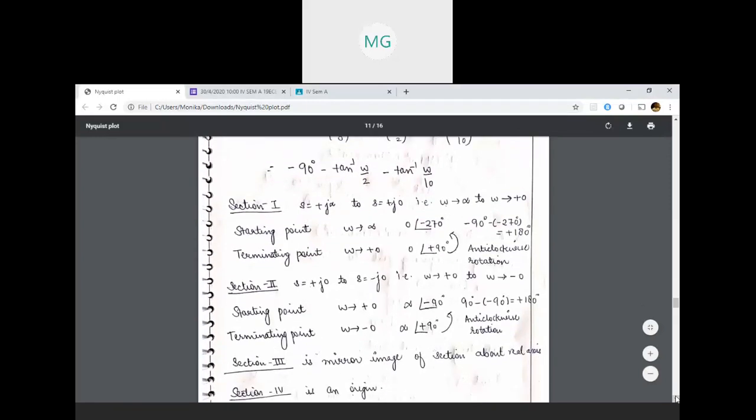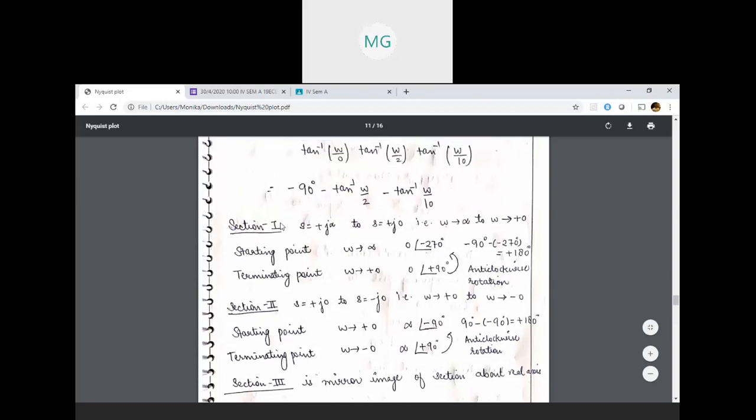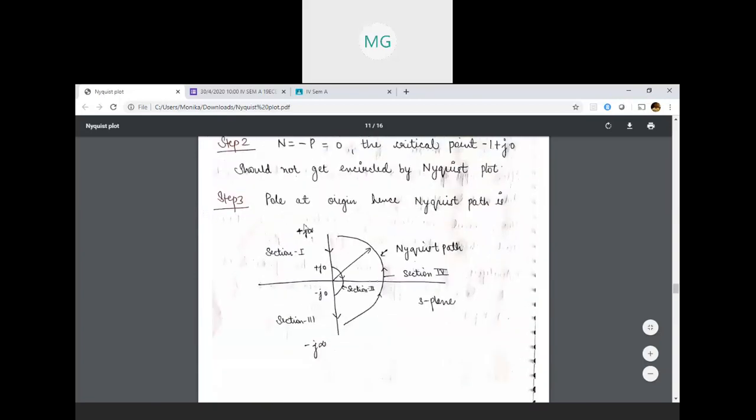Now, after finding the magnitude and phase of the given transfer function, you have to start plotting your Nyquist plot from section 1. Now, what is the starting point and ending point of section 1? The starting point is plus j infinity and the terminating point is plus j0. You need to know only this much information: the starting point and the terminating point.